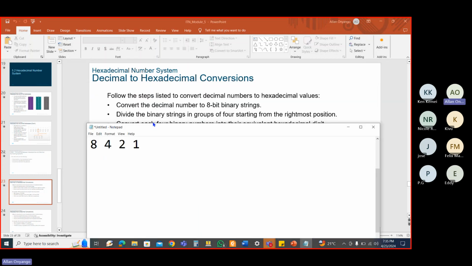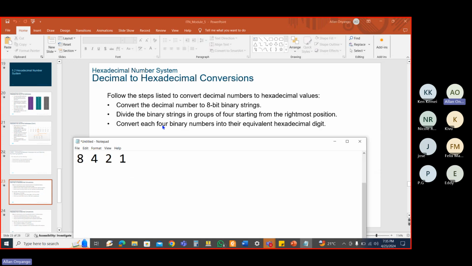So to change, listen to this. To convert decimal to hexadecimal, listen to this. To convert any decimal number to hexadecimal, you must go through binary. Are we together? You must go through binary. So from decimal to hexadecimal, you must pass through binary first before you can go to hexadecimal. The same way, from hexadecimal back to decimal, you must also go through binary. And that's what I want us to do right now.